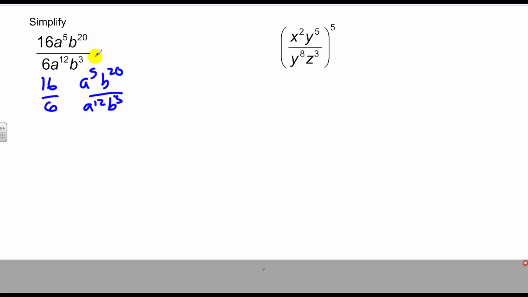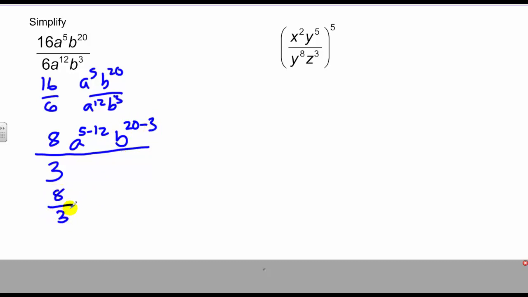I handle my numbers differently than I do my exponents. So 16 over 6, I know that 2 goes into both, so 8 over 3. And then for my exponents, I have 5 and 12 with the same base of a, so I take 5 minus 12. And I have a base of b and take 20 minus 3. Now, in this case, we subtract these and have 8 over 3, and this is a to the negative 7, and b to the 17th.